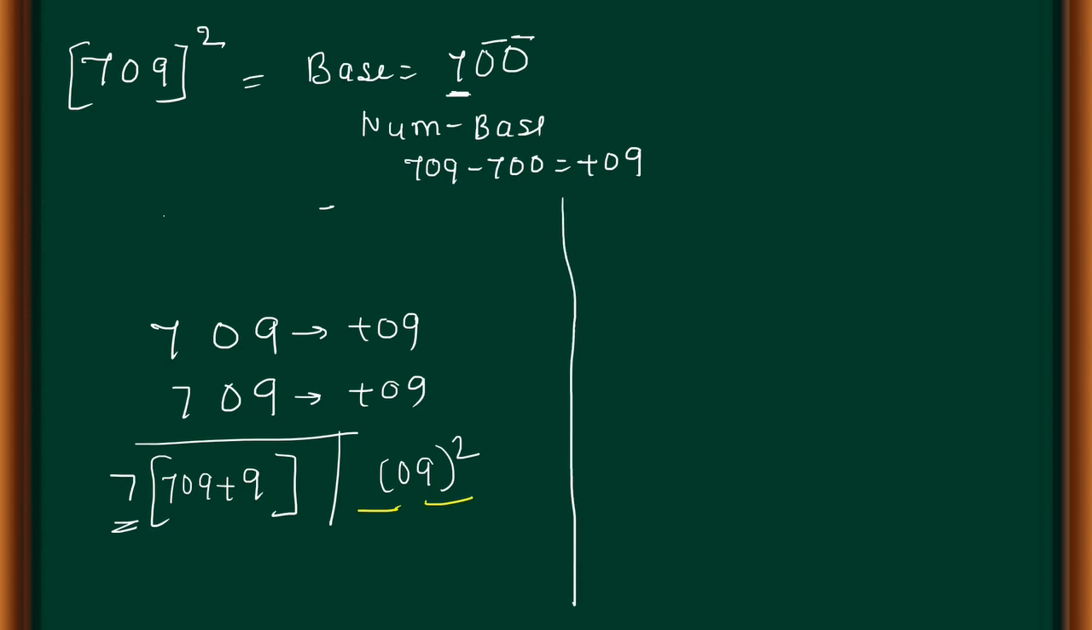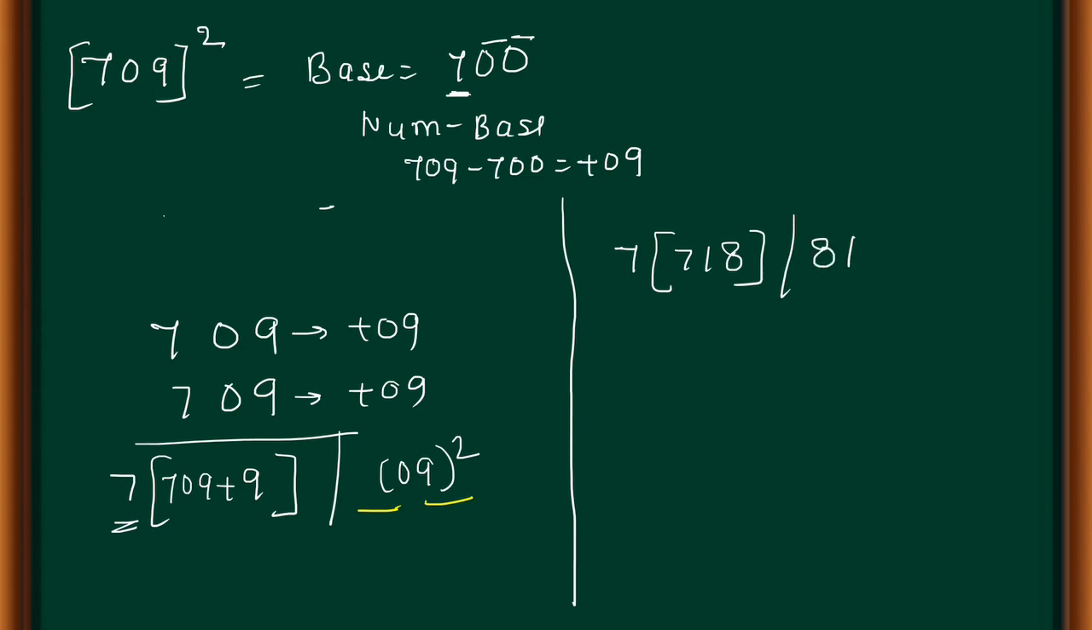Now 709, that is 7 sevens are 49. You're going to multiply, sorry, not 49. I'll do it on this side. So that's going to be 7 into bracket 718, correct? Divided by 09 square. 09 square is equal to 81.